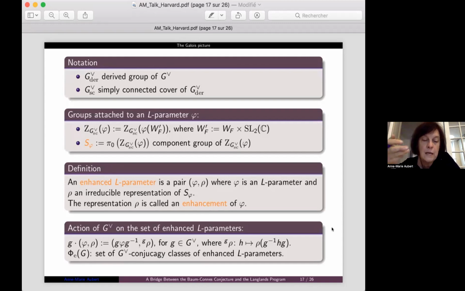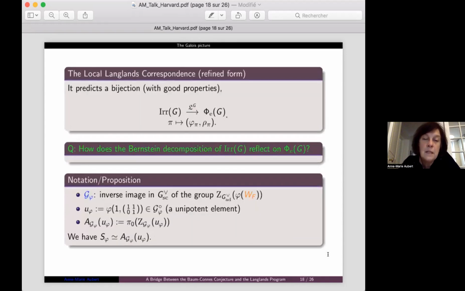And the group G-check acts naturally on the pairs formed by a parameter and an enhancement of it. And then here is the refined form of the local Langlands correspondence. Now it's a bijection. It predicts a bijection between the smooth dual and the set of G-check conjugacy classes of enhanced L-parameters.